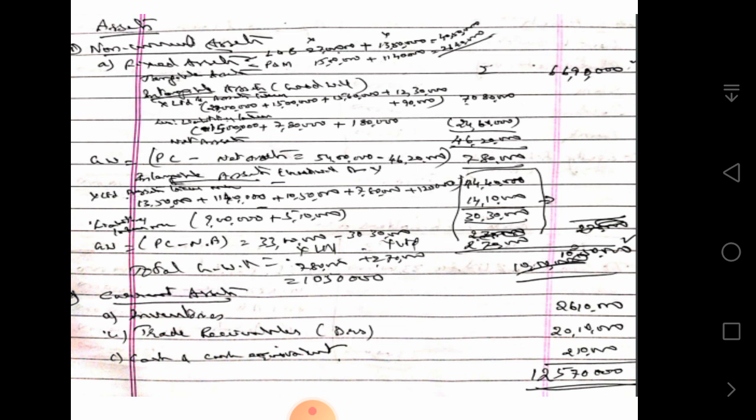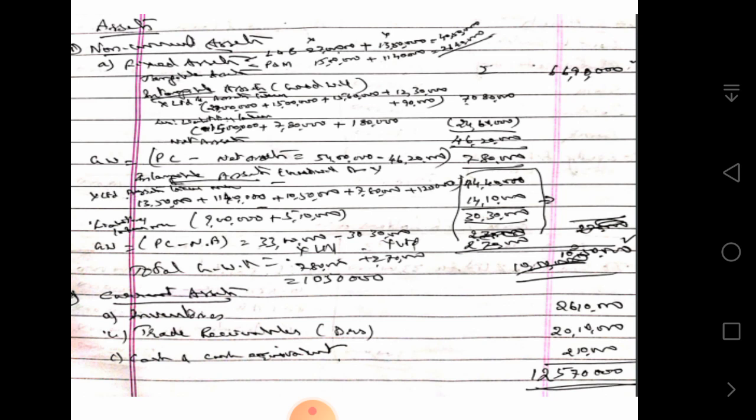X Limited's assets taken over are 27 lakhs plus 15 lakhs plus 15,60,000 plus 12,30,000 plus 90,000. All assets, current and fixed, taken. So 70,80,000. Liabilities taken over are 15 lakhs, 7,80,000 and 1,80,000, which comes to 24,60,000. Net assets taken over are 46,20,000. So goodwill is equal to purchase consideration minus net assets. Net assets taken over are 46,20,000, so you are lessening it. So net goodwill of X Limited works out to 7,80,000.